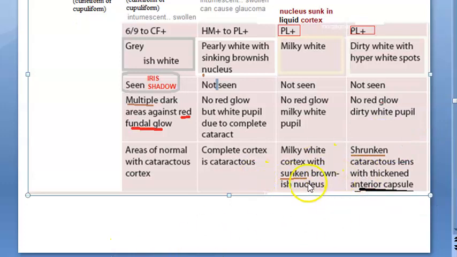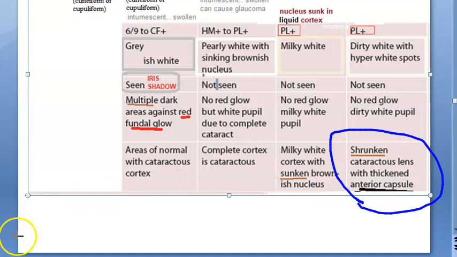Previously, the word was sunken. Sunken means the nucleus has sunk. Okay. It sinks in the milky fluid. Here it is shrunken. So here what is happening? The cortex becomes disintegrated. The lens becomes shrunken due to leakage of water. Anterior capsule is wrinkled. Okay. It is thickened due to proliferation of anterior cells. Dense white capsular cataract. They said dirty white.